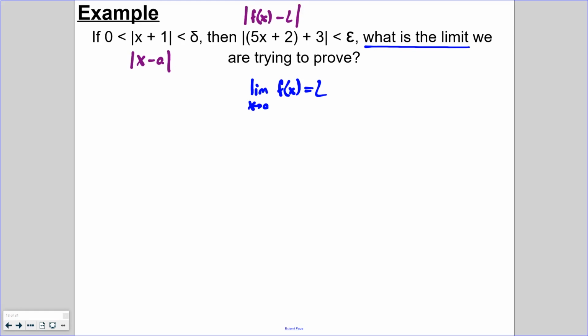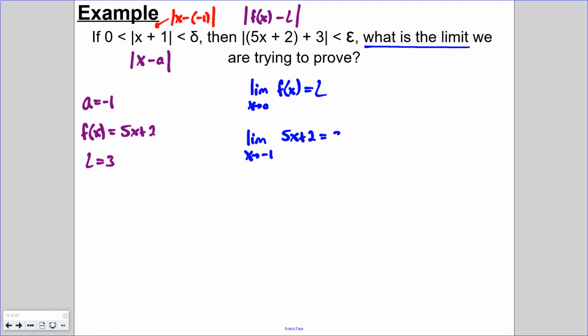Well, the problem with this particular example is that we don't have x minus a number, we have x plus a number. However, we know that plus can be rewritten as subtraction, and we can rewrite this as x minus a negative 1. And by doing that, we can see that a is going to be negative 1, f of x is going to be 5x plus 2, and then L is going to be 3. And now we can substitute those values in. We're going to get the limit as x approaches negative 1 of 5x plus 2 is equal to 3. And that is the limit we're trying to prove with the given information.